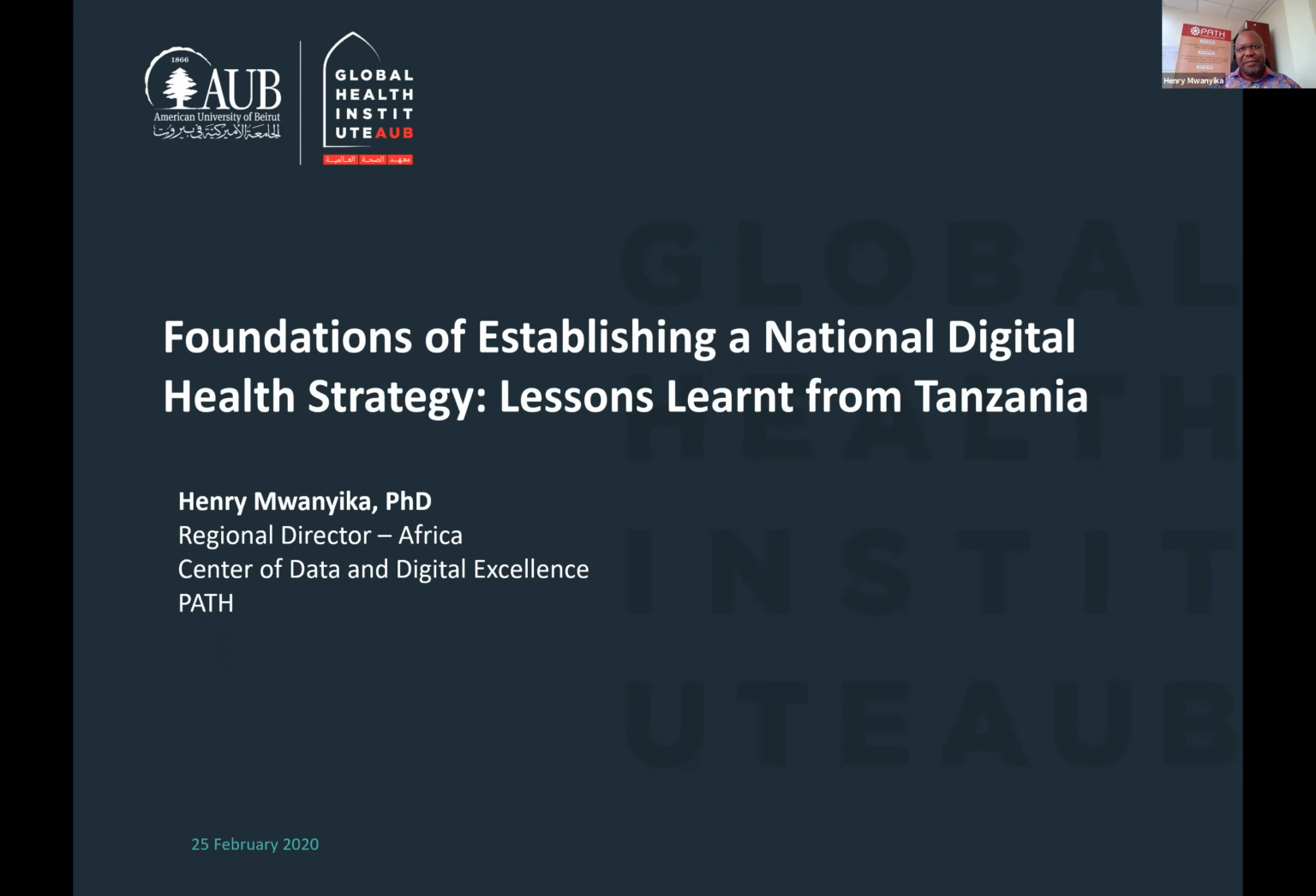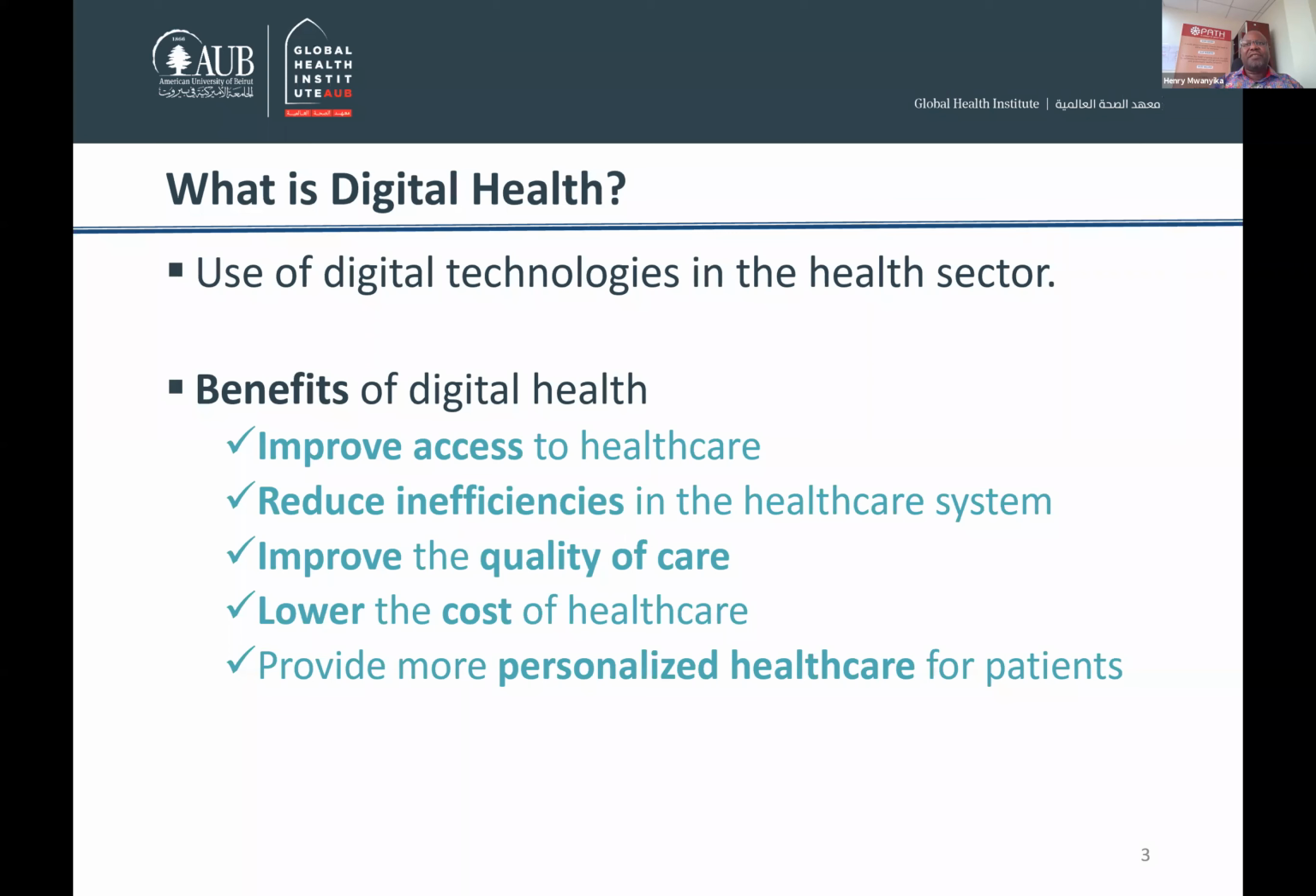I'll start with the digital health introduction. It's just the use of technologies in the health sector. So the idea is that we are talking about digital technologies. In this case, we are thinking about something broader than just ICT, because in the past, when we heard about e-health, it was more about the use of ICT in particular. In digital health, as we all know, it brings a lot of benefits, including increasing efficiency, also improving quality of care, but also lowering the cost of delivering healthcare, just to mention a few.